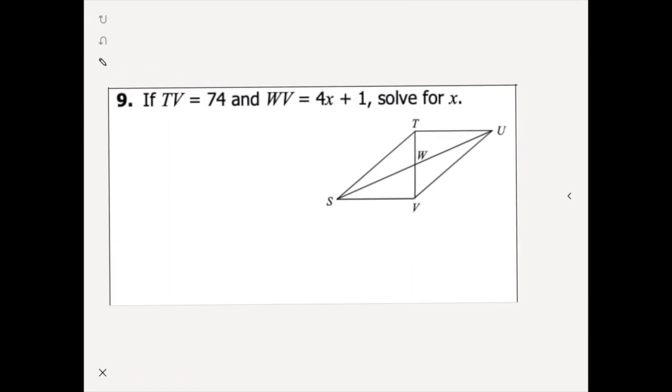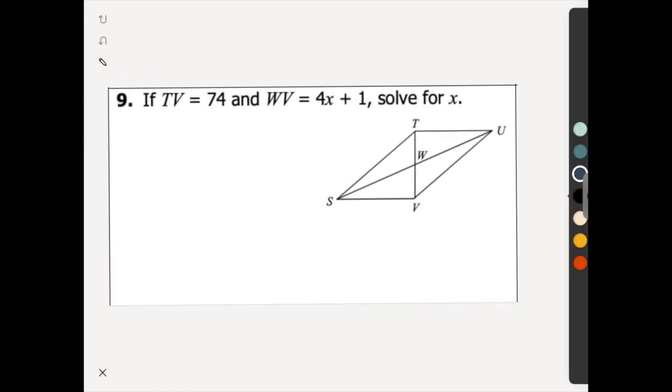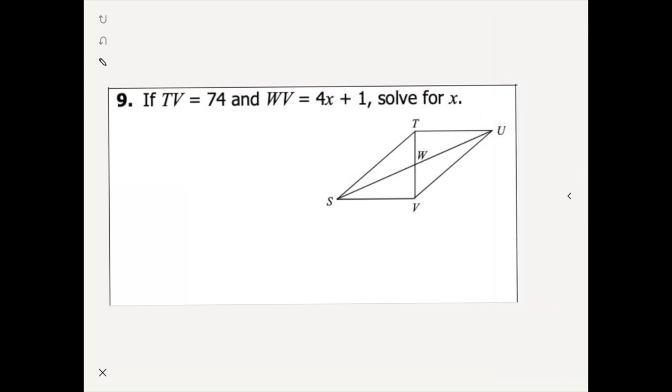In this example, we have a diagonal. And they told us that TV is 74. So this whole thing is 74. And then WV is 4x plus 1. One thing that we do know is that if this whole thing is 74, these two must be congruent, right? So if you divide 74 by 2, you know this is 37, and this is also 37. So you can set 4x plus 1 equal to 37.